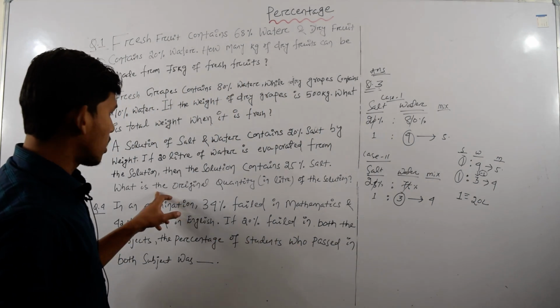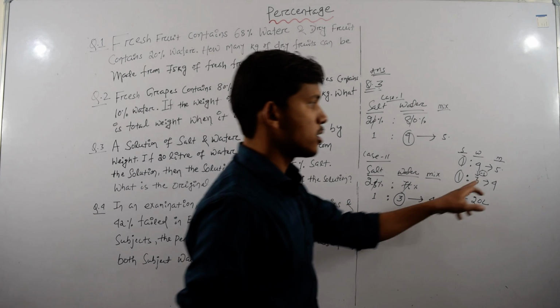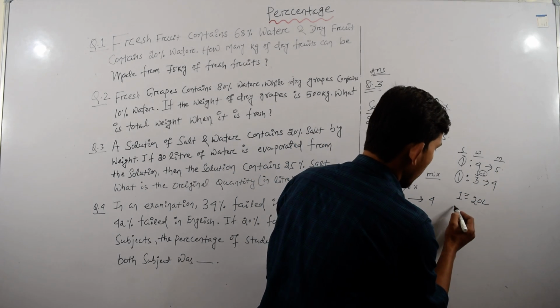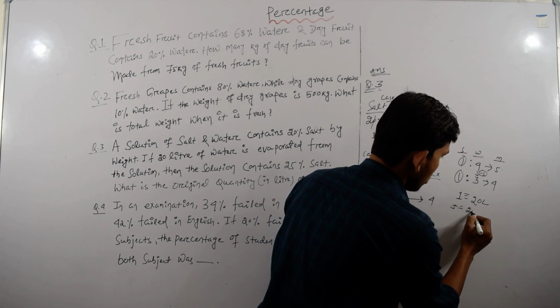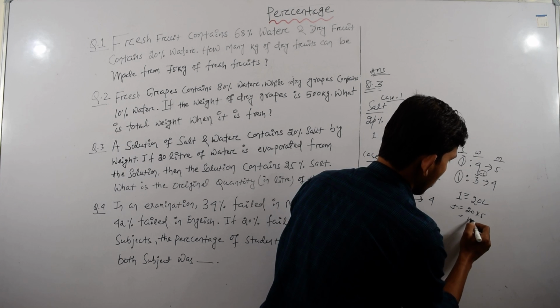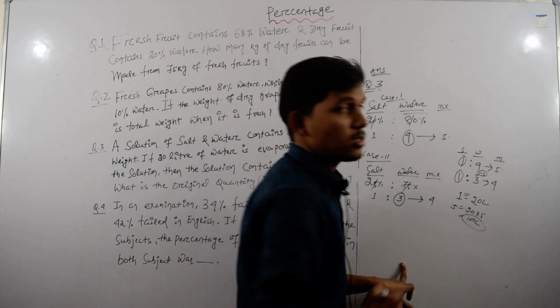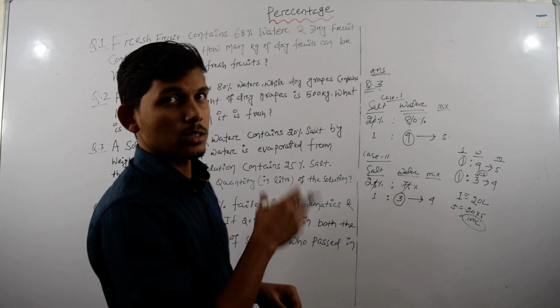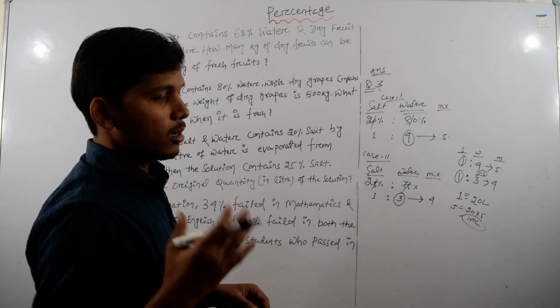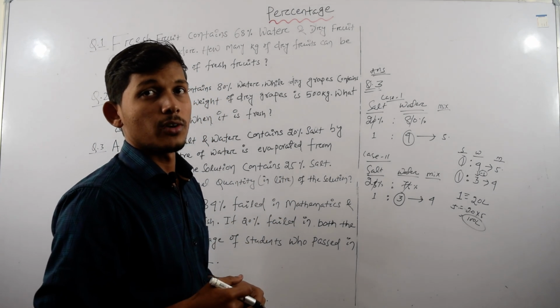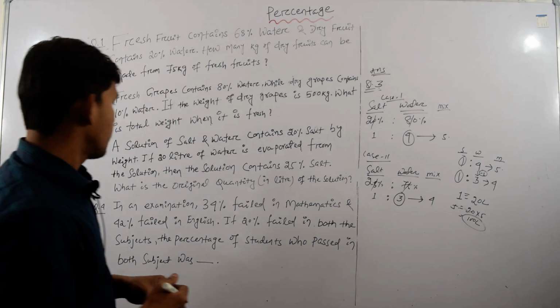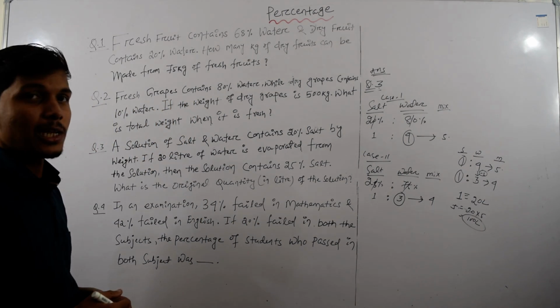Then what is the original quantity of the solution? The original quantity of the solution is 5 parts. The 5 parts will be how much? 20 into 5 is equal to 100 liters. This is the answer. So this is the ratio method by which you can solve this type of question in very less time. Then coming to the next question, the last question.